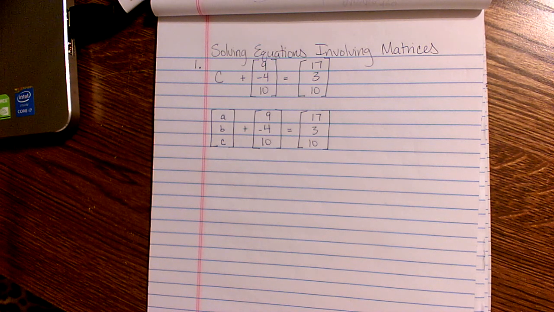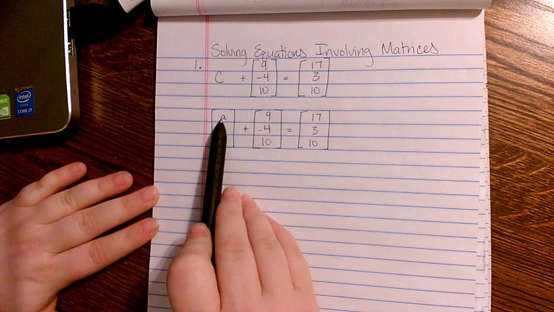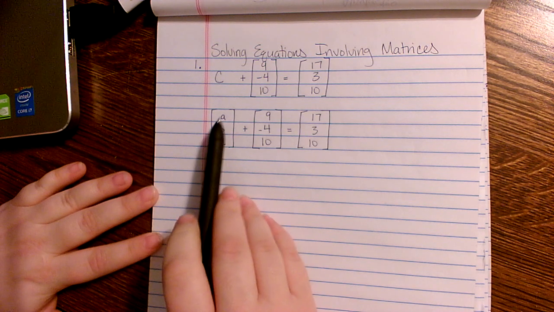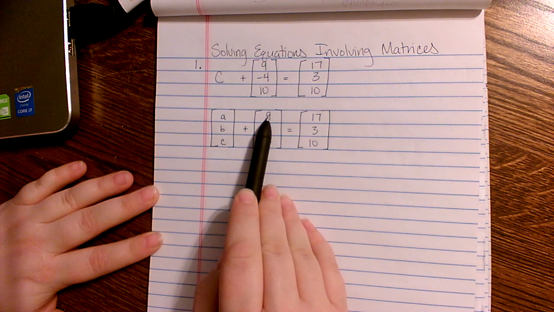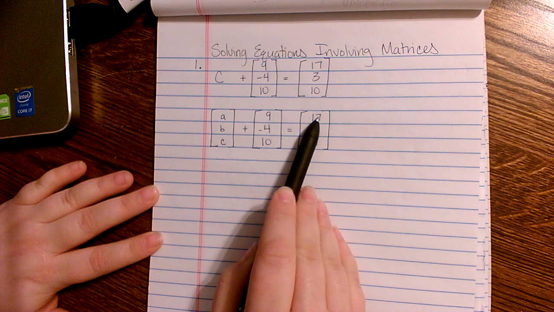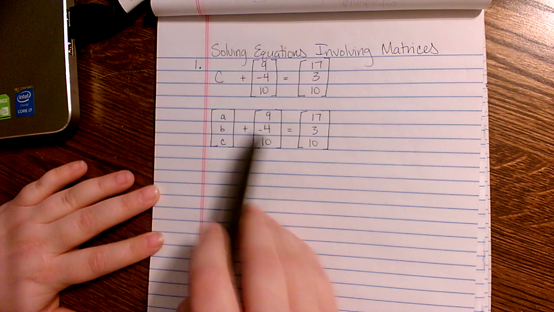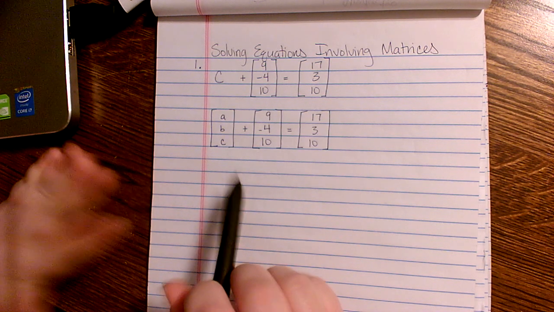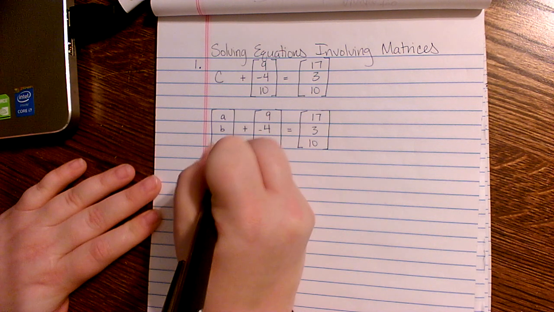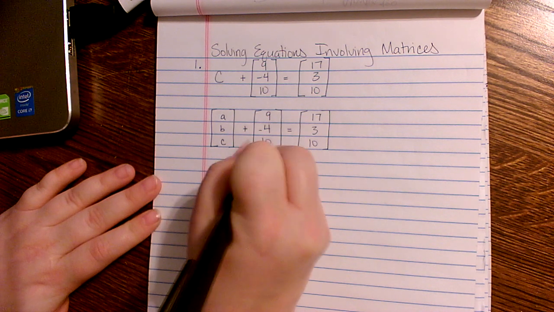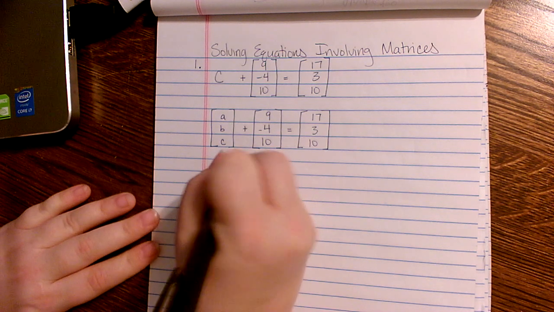So these are actually pretty easy to do. In order to find this little letter A right here, we know that when we add matrices, you just add the numbers that are in the same position, and then it equals the number in that same position as well. So we can actually break this down into three separate equations. A plus 9 equals 17. And that's really easy to solve. You would just subtract the 9.